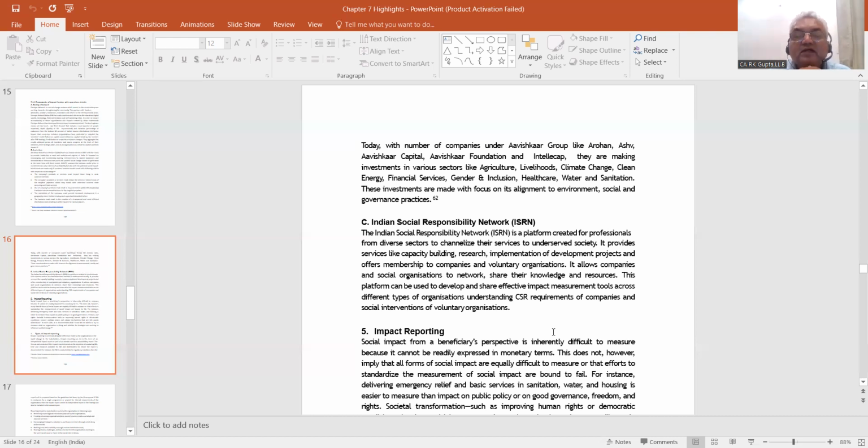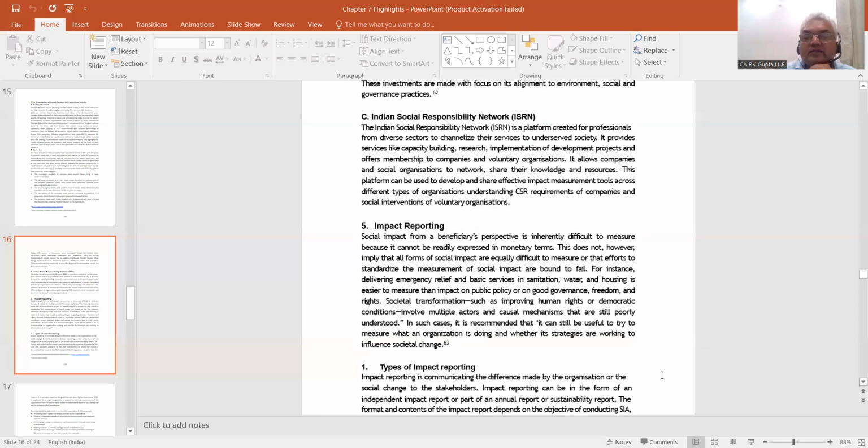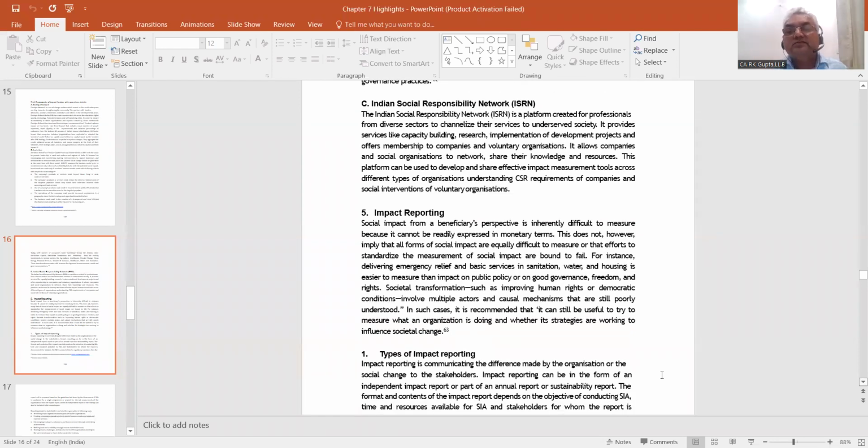For instance, delivering emergency relief and basic services in sanitation, water and housing is easier to measure than impact on public policy or on good governance, freedom and rights. Societal transformation, such as improving human rights or democratic conditions, involves multiple actors and causal mechanisms that are still poorly understood. So in such a case, it is recommended that it can still be useful to try to measure what an organization is doing and whether its strategies are working to influence societal change. So naturally, it is difficult, but it can be done.